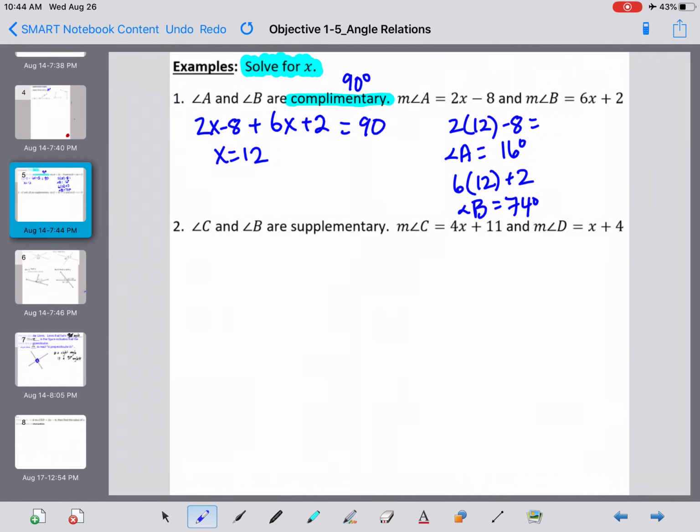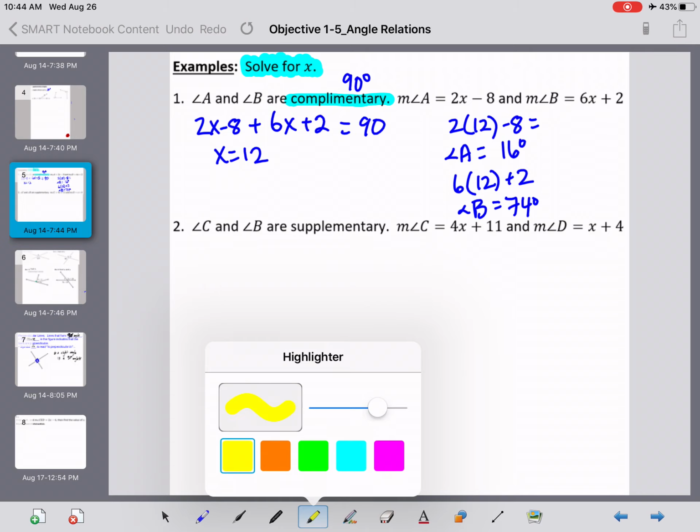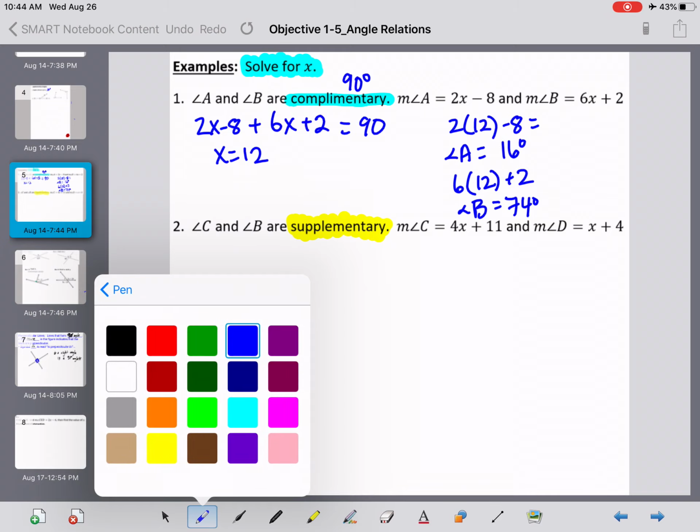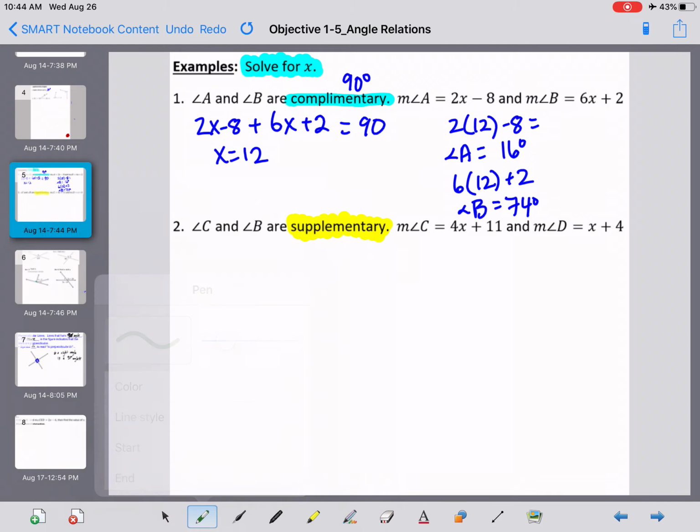So it's pretty easy. You're just setting these things up, typing them into Desmos, and then making sure you're answering the question the way it needs to be answered. So if complementary was 90 degrees, what's supplementary? Let's do this one in a different color. Supplementary. Right, supplementary was the 180.